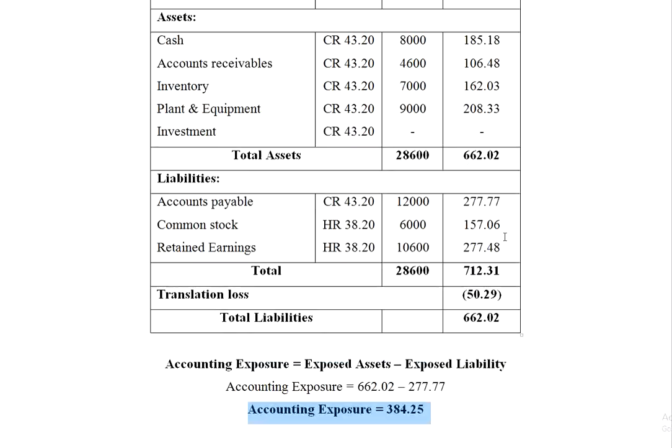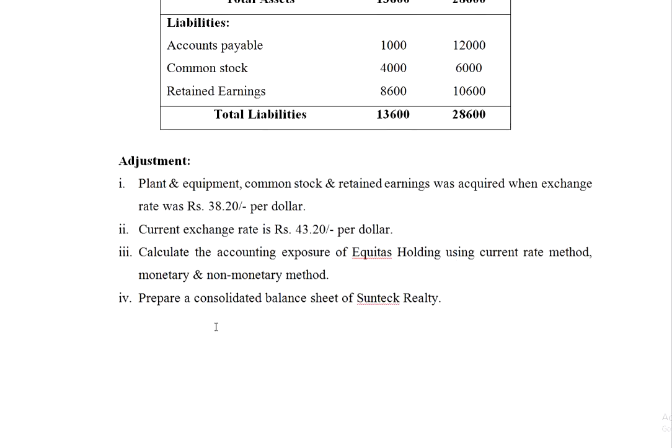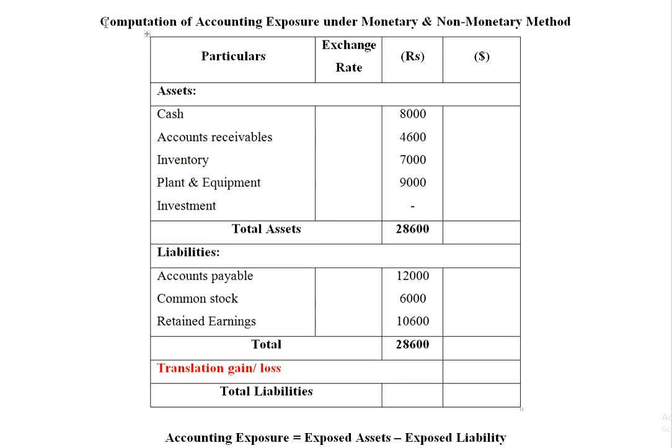As per which method? You can check it as per the current rate method. As per the question, we have prepared the accounting exposure of Equitas Holding using the current rate method. But we have one more method, the monetary and non-monetary method. Let us solve that right now. So, computation of accounting exposure under monetary and non-monetary method.